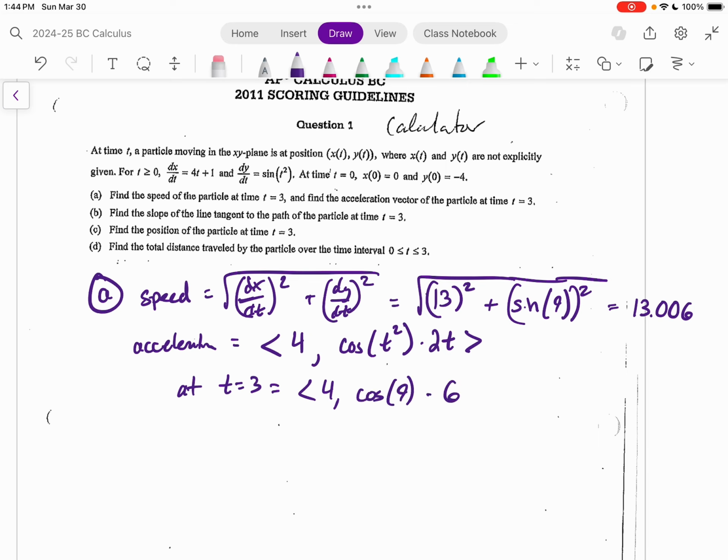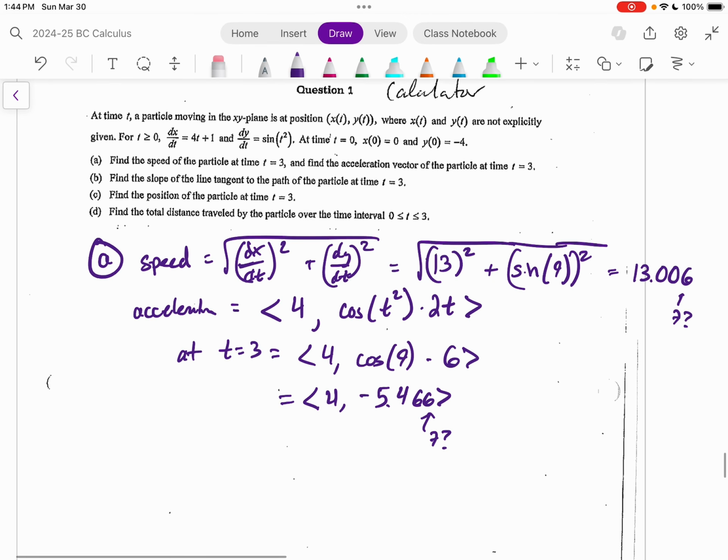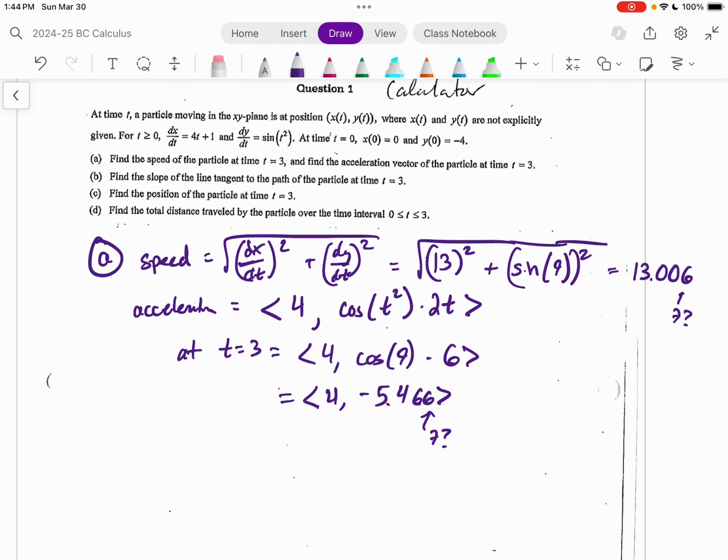And that turns out to be, let me look here, I'm cheating here, negative 5.466. Okay. And you know, I think this could be a 7 and this could be a 7. Right, we can truncate, we can round, it doesn't matter. Both will get full credit.